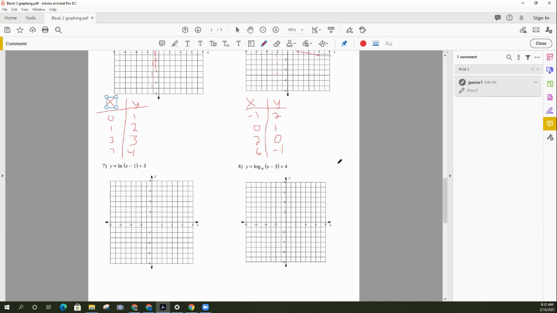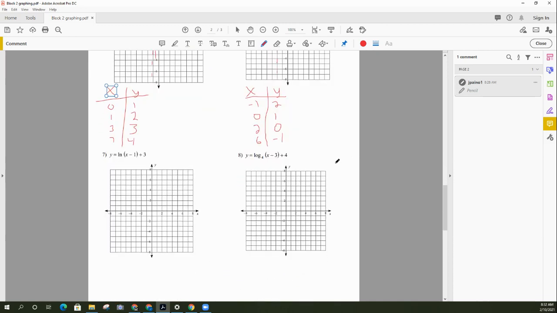All right. Question 7. It's a natural log. So again, my asymptote is 1.